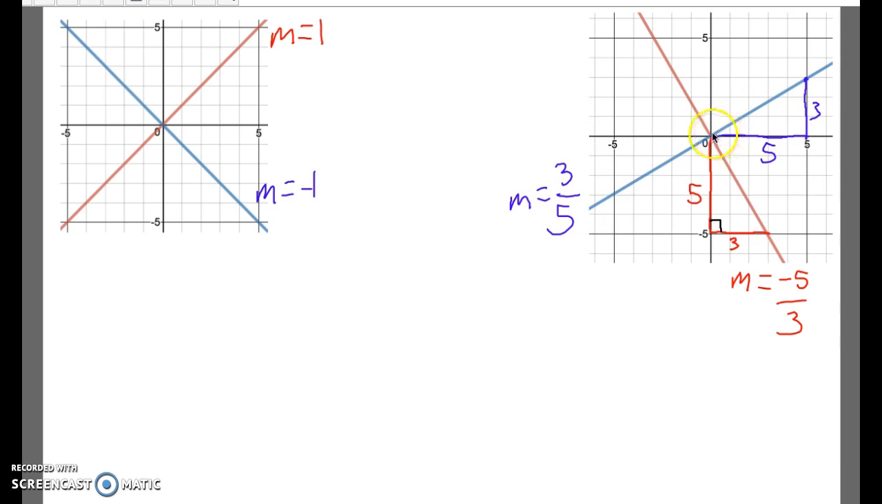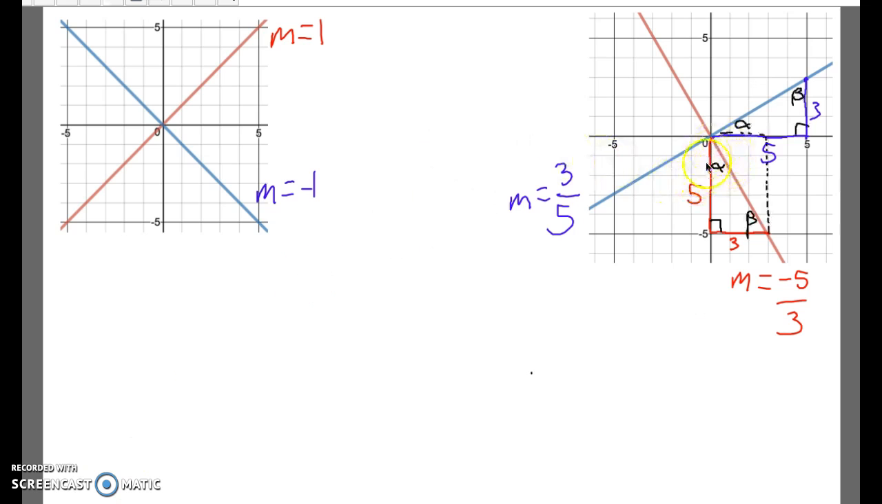The blue line has a slope of 3/5 as you go up 3 and over 5, whereas the red line goes down 5 and over 3, so it has a slope of -5/3. And so you see that just making it negative is not enough. You actually have to flip the fraction, or as we say, take the reciprocal.